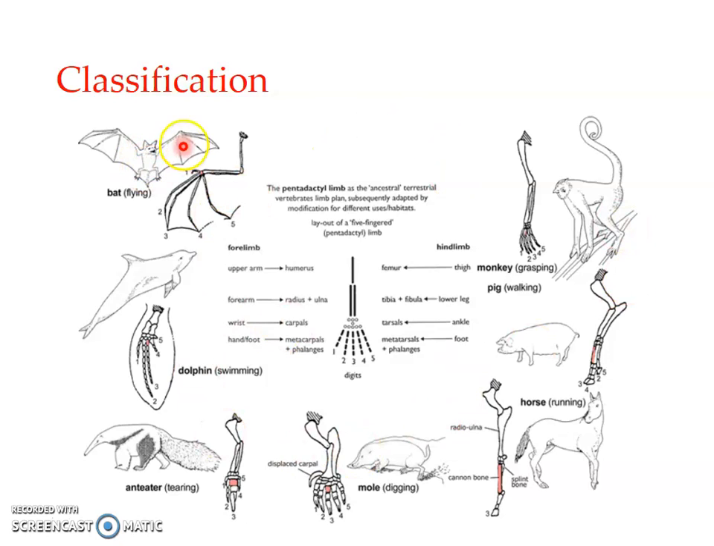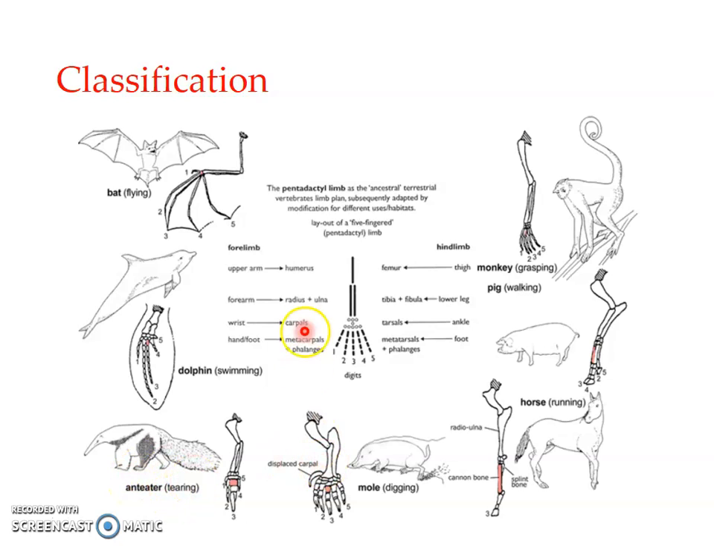Here you can see the bat, the flying one, and the swimming dolphin, that is the aquatic dolphin. All these others are terrestrial, obviously, but the forelimbs, or forelimbs or hind limbs, are used in various ways. Here we are speaking about the forelimbs. Here it is used for grasping, isn't it? For gripping onto branches and all. Pigs use it for walking, horse for walking and running, moles for digging, making burrows and all. Anteaters use it for tearing, they have very large claws. They use it for tearing off termite hills or mud, etc.